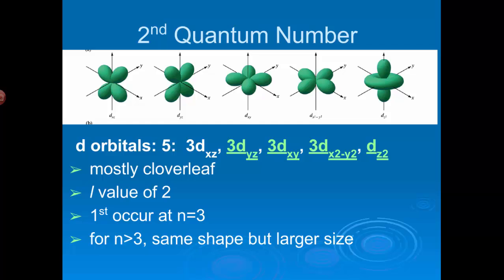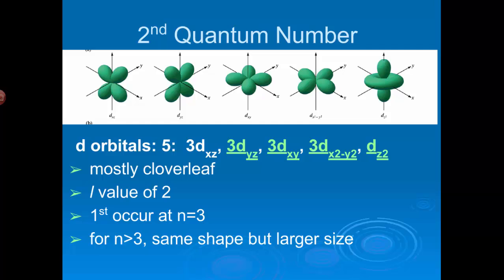If we want to look at the d orbitals, there are 5 d orbitals. There's the dxy, the dyz, the dxz, the dx squared minus y squared, and the dz squared. And they're mostly all cloverleaf shaped except for the dz squared. The L value for d orbitals, for a d sublevel, is 2.